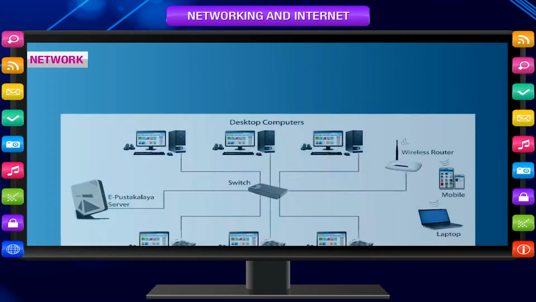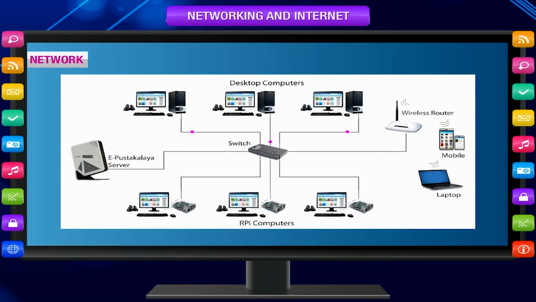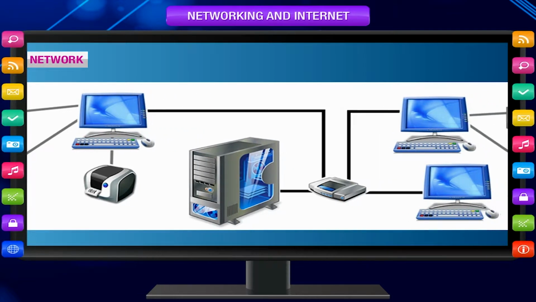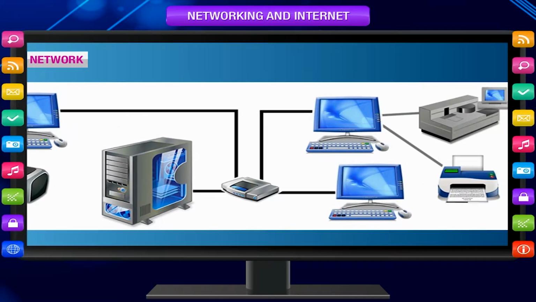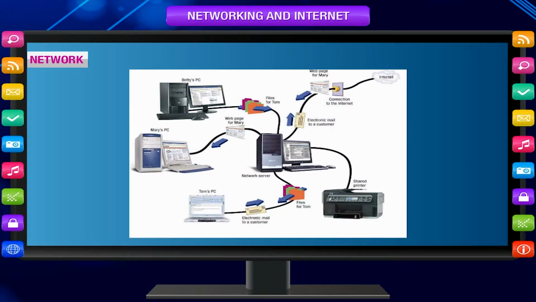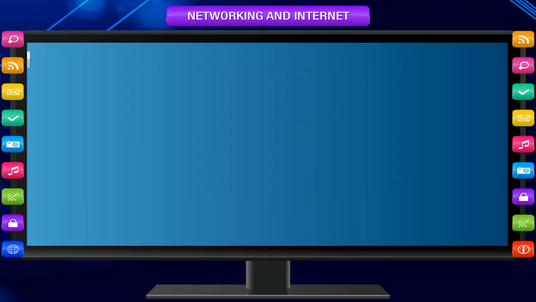A network has the following advantages. The information or data can be shared between network computers. Hardware resources, like a printer, can be shared with each other in a single network. Different persons can communicate with each other using a computer network. The network system reduces the cost of hardware resources, as each computer does not need a separate device.